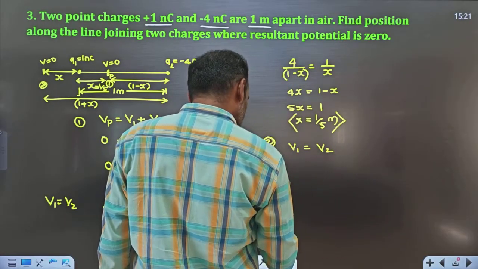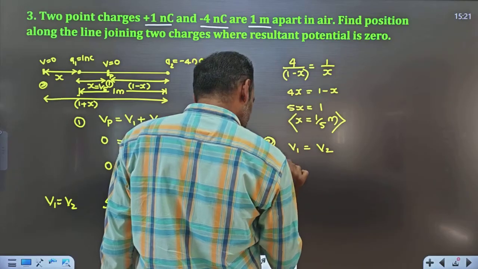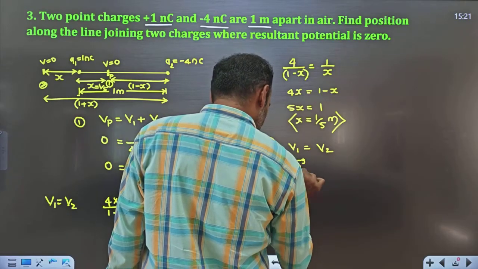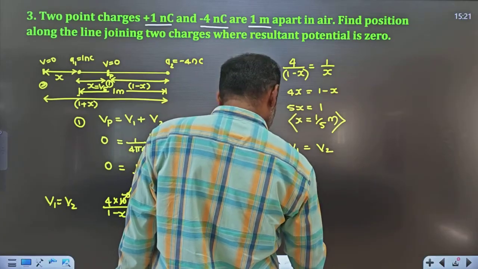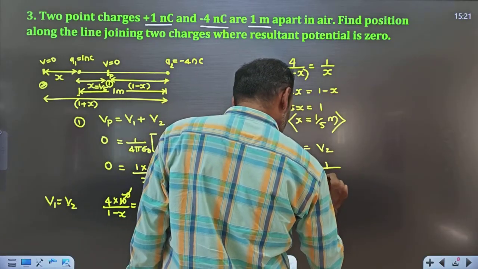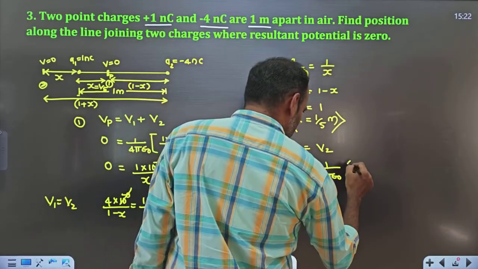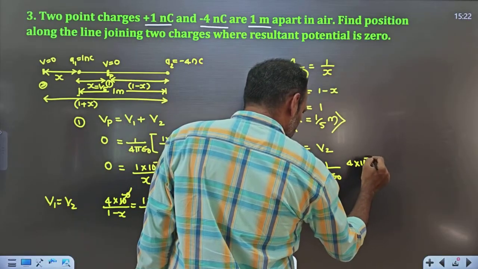v1 is the potential of the first charge, 1 by 4 pi epsilon naught, q1 is 1 nanocoulomb, 1 into 10 raised to minus 9, divided by its distance x, is equal to v2, 1 by 4 pi epsilon naught, q2 is 4 nanocoulomb, minus 4 nanocoulomb, 4 into 10 to the power minus 9.